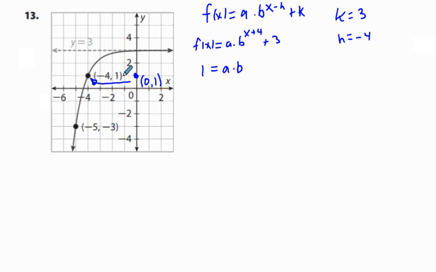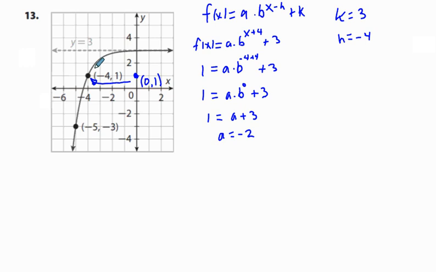to the power of x plus 4, where x is going to be negative 4. So we have negative 4 plus 4, which is going to be 0, plus 3. And that's going to equal 1 equals a times b to the 0 power plus 3. And we know that b to the 0 power is 1. So 1 equals a plus 3. And subtracting 3, a is going to be equal to negative 2.